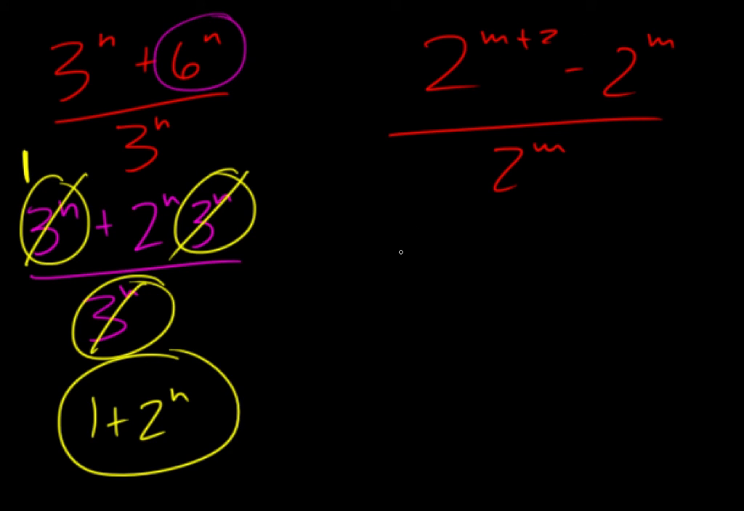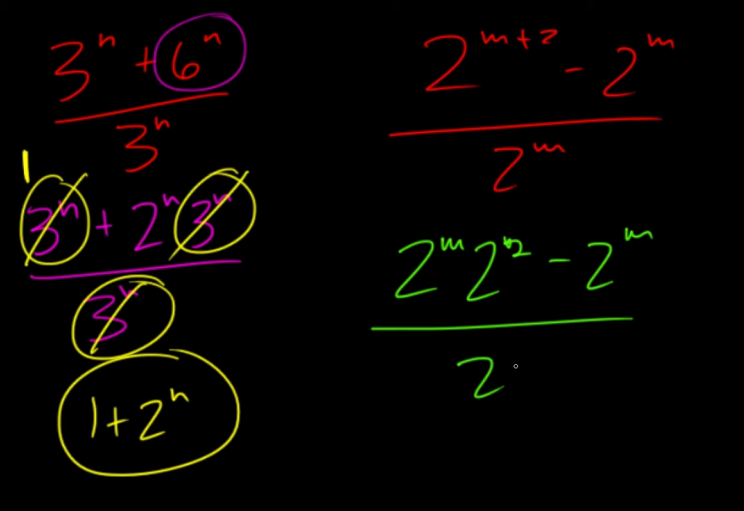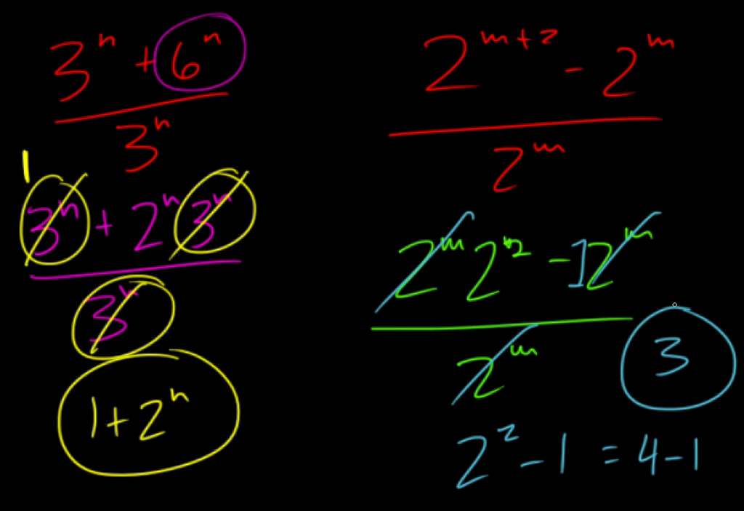Okay, similar thinking here, we're going to get 2 to the m, 2 to the 2, minus 2 to the m over 2 to the m. There's really a 1 out in front of here, so when we cancel all of these, we get 2 to the 2 minus 1, or 4 minus 1, or 3.